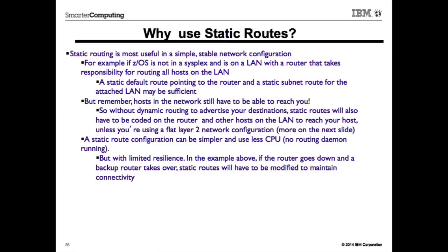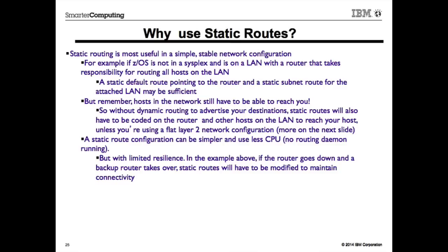So on slide 25, you might ask, why use static routes, because they have so many limits? Well, mainly, they're simple. Static routing is most useful in a simple, stable configuration: not a lot of topology changes, not a lot of things failing. For example, if z/OS is not in a sysplex and is on a LAN with a router that takes responsibility for all routing, then you might have a routing table that consists only of a default static route that points to the router and a static subnet route for the attached LAN, and that may be sufficient. So that's basically saying, I'm on this LAN with this router, I'm pointing a default route at him, he's responsible for everything.